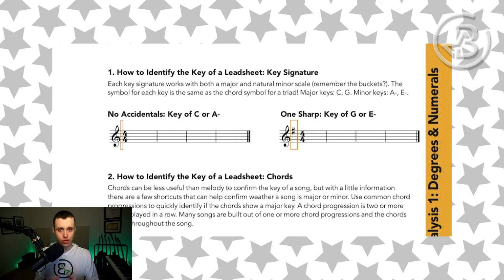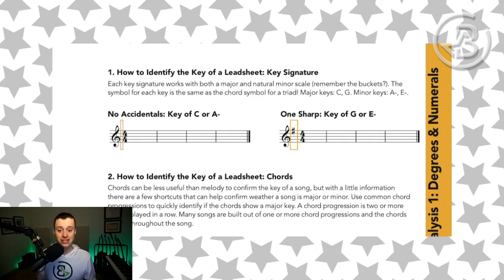Whenever you sit down to try and analyze a piece of music, you want to look at the key signature and say to yourself, what are the two possible keys this song could be in? Each key signature works with both a major and natural minor scale. Remember the buckets where we could put all those notes in the buckets, and then it would show us the key signature.